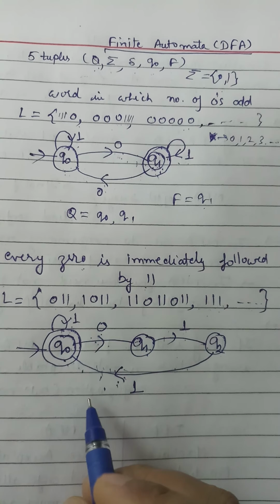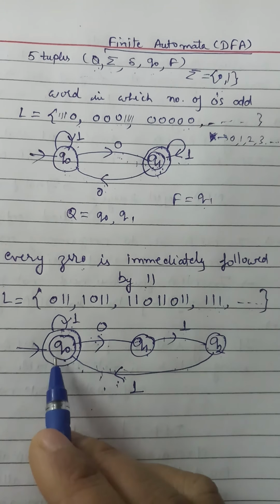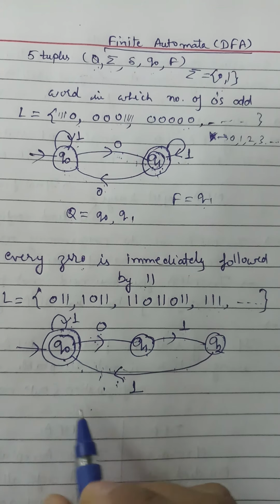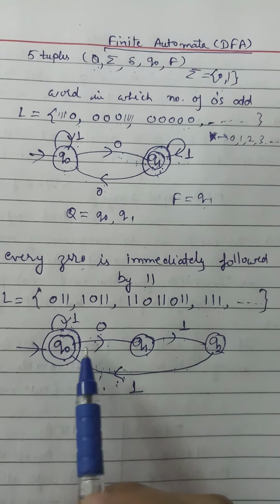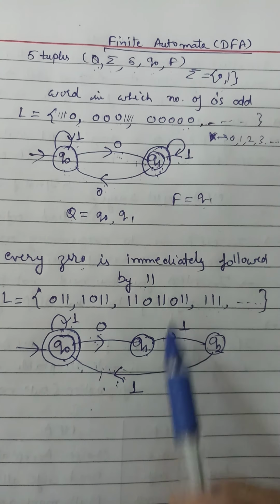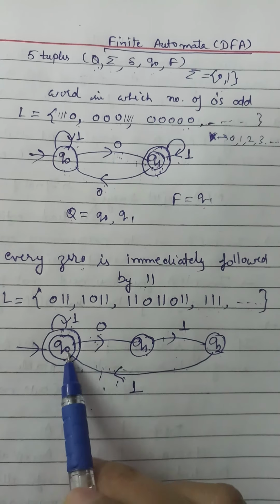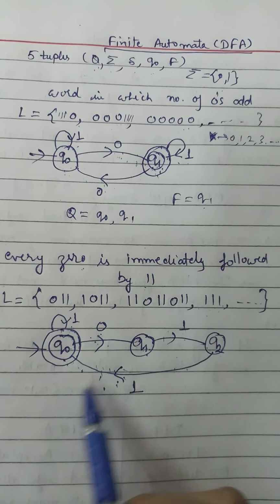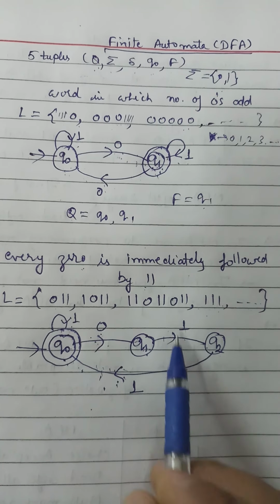So here also, this is the initial state, and this is also a final state. The initial state and final state are the same. And what are the states we have in this? Q0, Q1, Q2. The alphabet is 0, 1 only, and these are the transitions. From Q0 to Q1 we have 0, and from Q1 to Q2 we have a 1 transition.